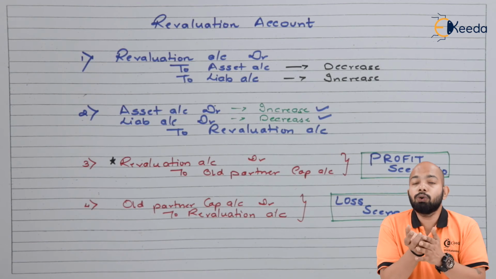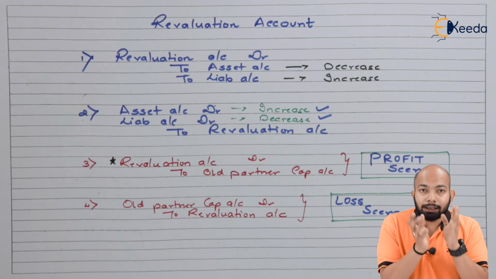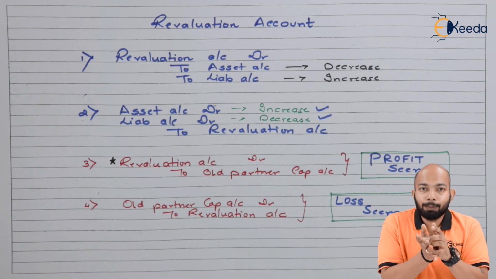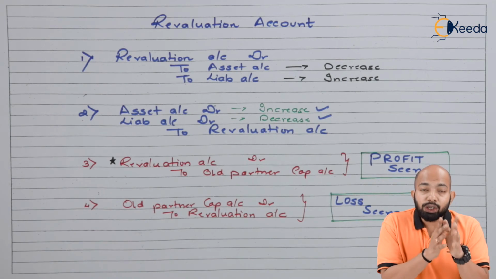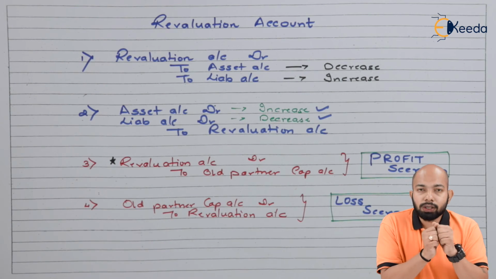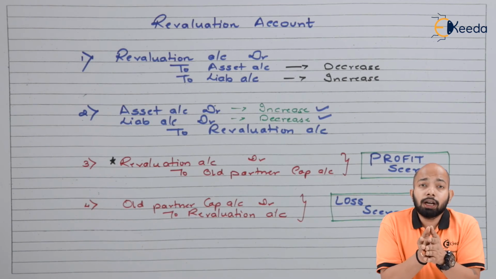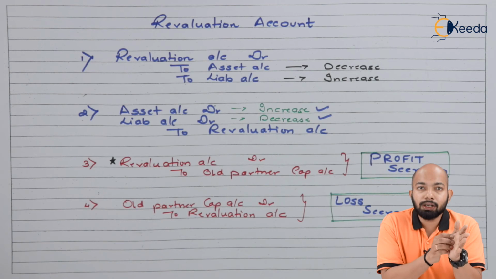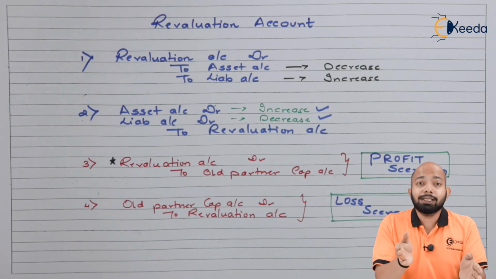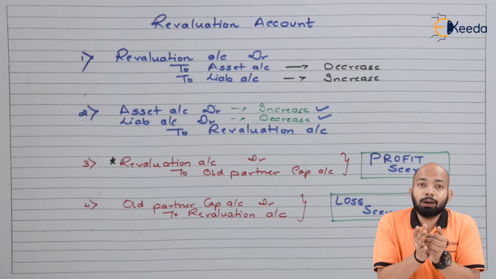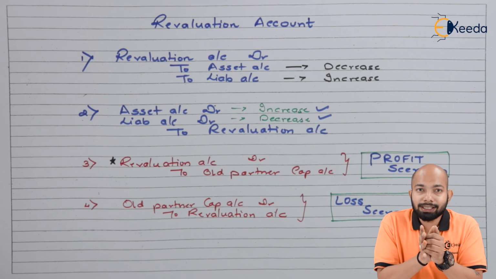Revaluation account debit to old partners' capital account, that is just like a trading account that we prepare. Similarly, on the contrary side, when the revaluation account is credited and old partners' capital account is debited, that is a loss scenario. That means the revaluation account has gone with the loss part, so the debit side is more and the credit side is less. So that adjustment has to be made. This is the closure of the revaluation account that we are discussing.